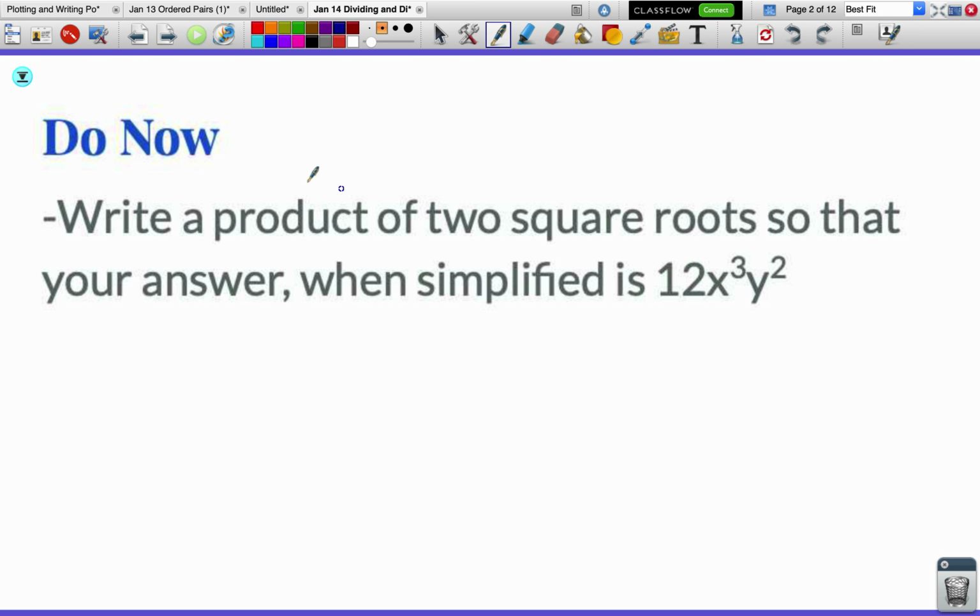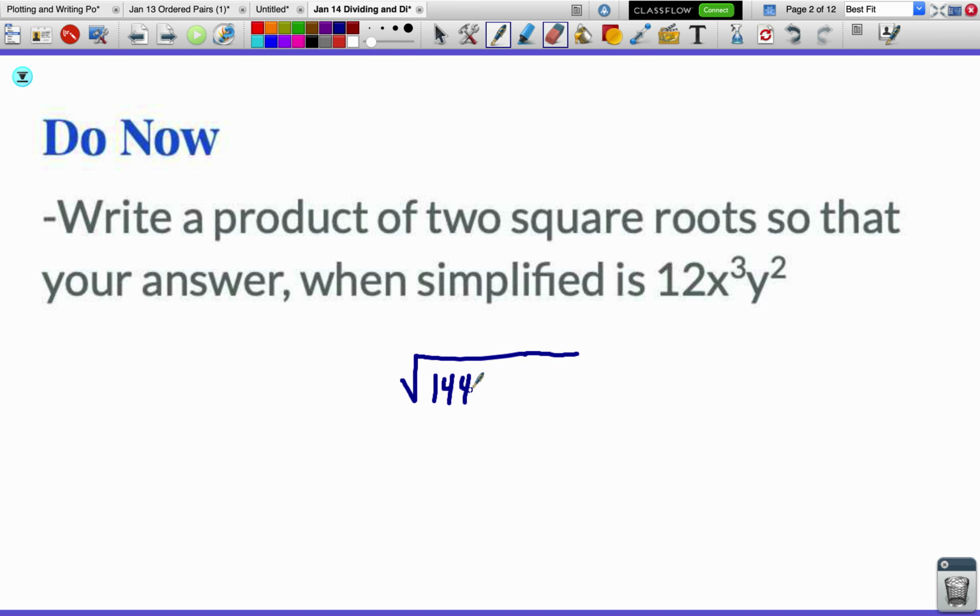All right, so product means multiply. So I'm going to be multiplying two square roots so that I get this when it's simplified. But I think it'd be easier to write this as a single square root simplified and then break it apart into these two square roots. So before I go to the two square roots, let me just try to write this as one big square root that would simplify to this.